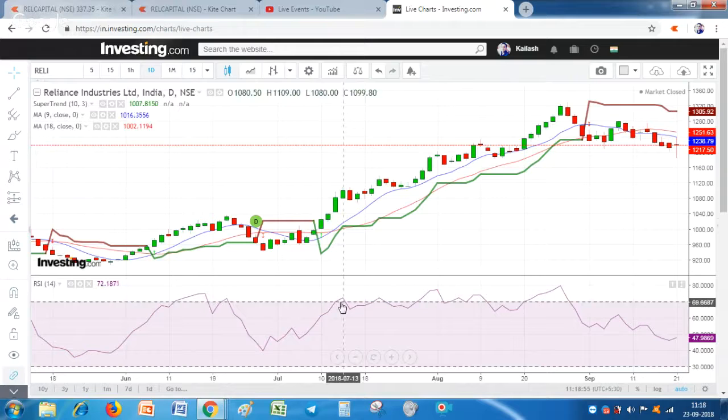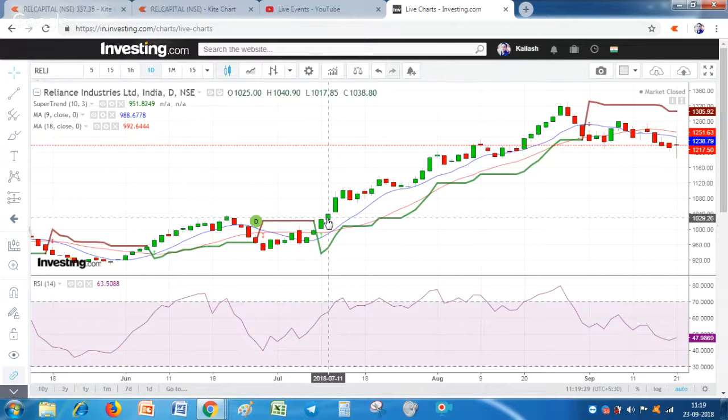But till the time RSI is in this range and the candles are moving up, we can say that prices are rising, so there is no indication of sell. We could look here from this day for quite a long time. Let me check from the 10th of July, it has given a buy signal. If one would have taken an entry on this day or the next day, above the 1029 level on Reliance Industries.